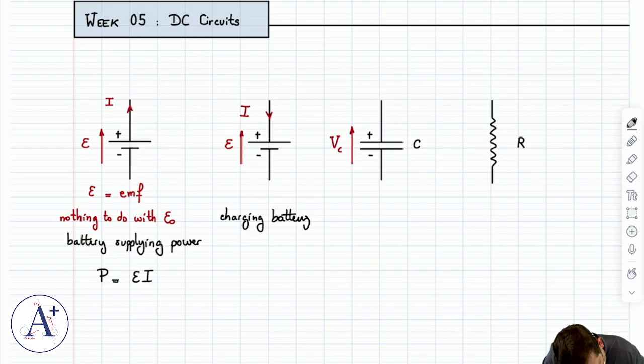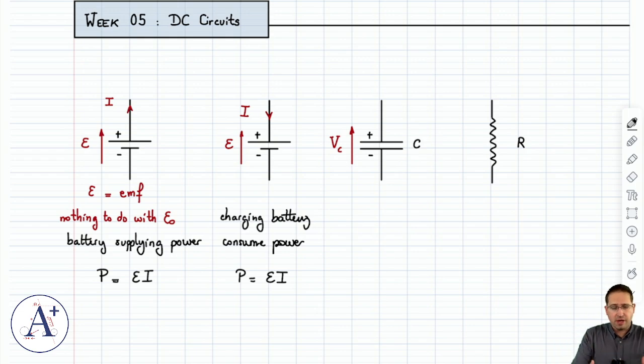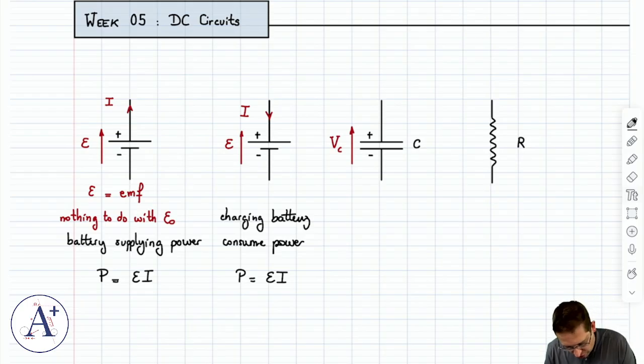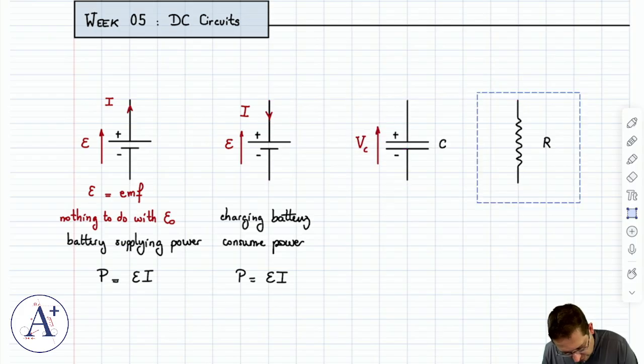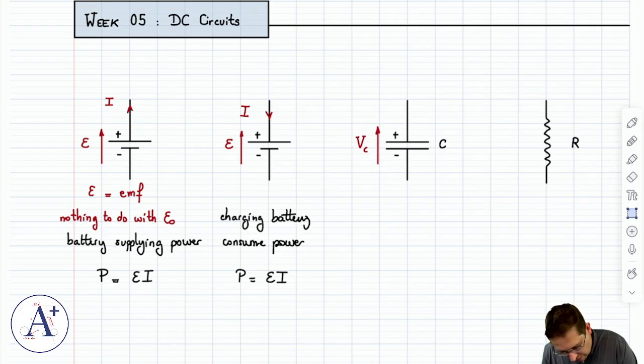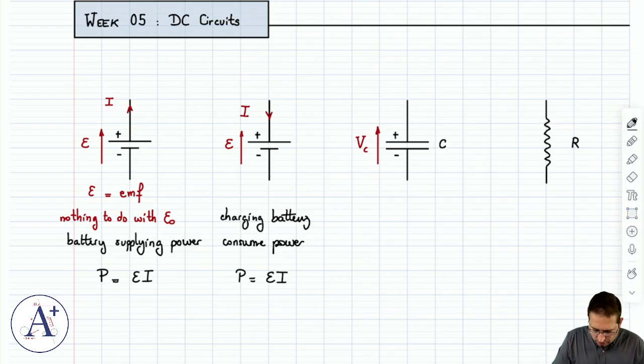And this charging battery is going to consume power P equal to epsilon I. Okay, so now it doesn't supply power, which is energy per second, it consumes a certain amount of energy every second. All right, so that's for batteries. Then capacitors. At this point, we should be good to go.